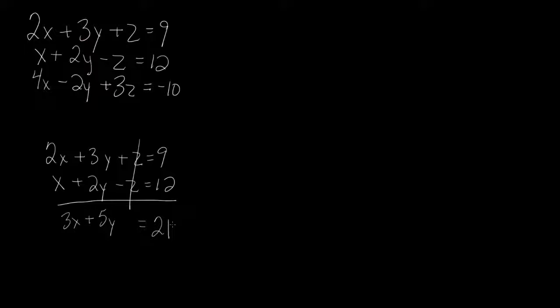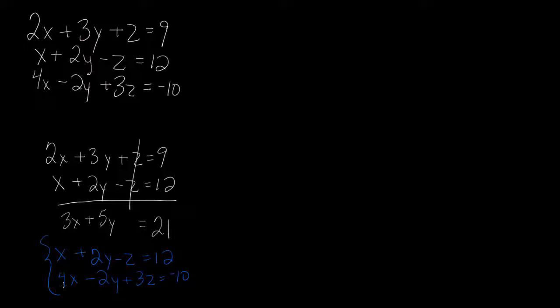Step number two. We're going to add two more equations together so that we can eliminate the same variable. So because we already started eliminating the z, we kind of have to keep eliminating the z, if that makes sense. All right, so let's go with the second and third equation this time. So let's change colors to make it easier for you to see. So the second and third equation: x plus 2y minus z equals 12. And 4x minus 2y plus 3z equals negative 10. Now remember, our goal is to still cancel out the z.